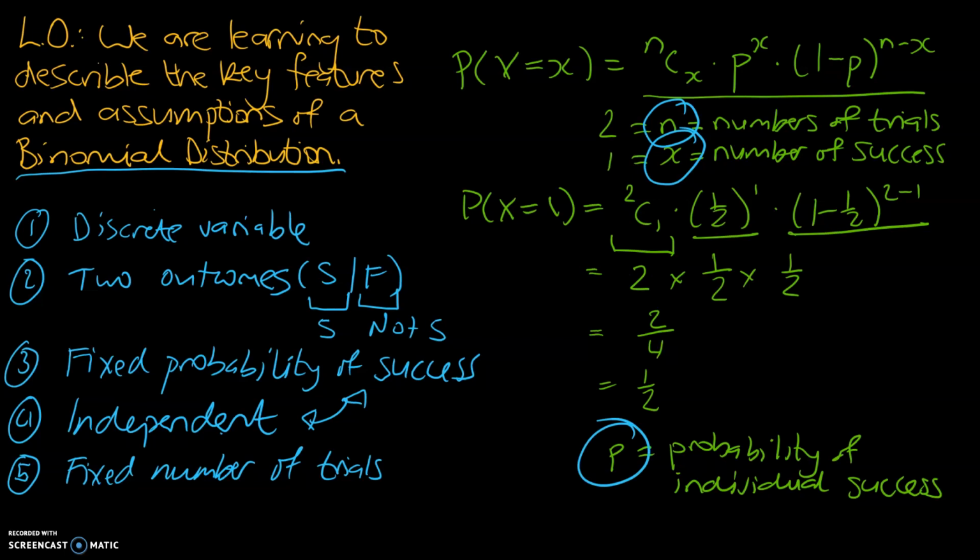And after that, we described the features of this model, and we created some assumptions, 5 assumptions, that need to be present for a binomial distribution to be appropriate.